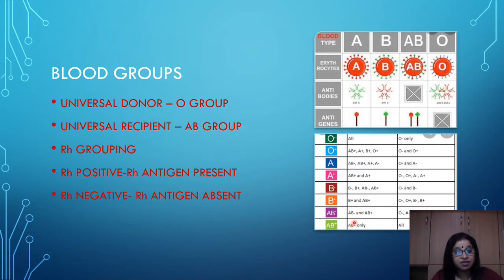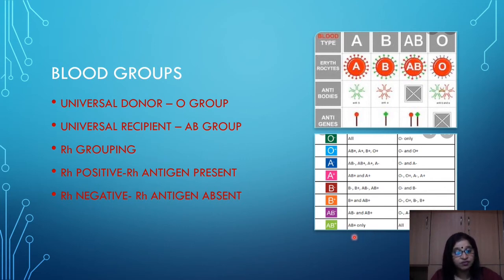So AB negative and AB positive, because it is negative, they can donate to AB. They are recipients, but they can give to only the AB blood group. So they will be donating to only AB negative and AB positive, but they can take from O negative, A positive, B positive, B negative also.